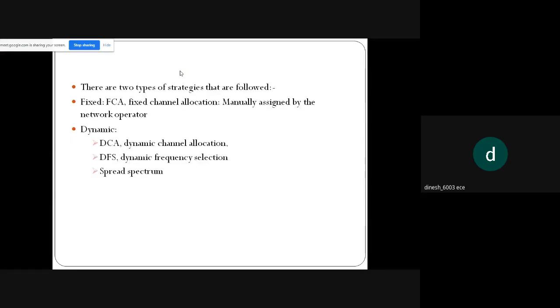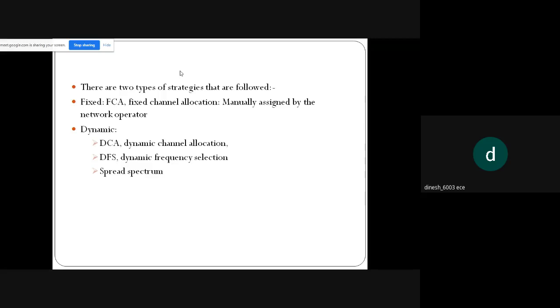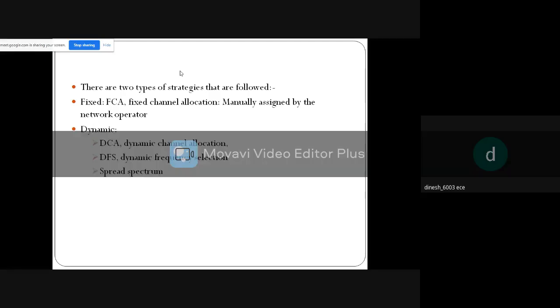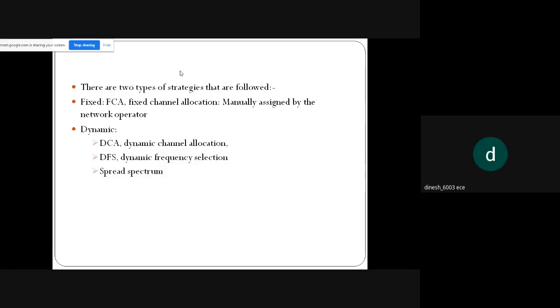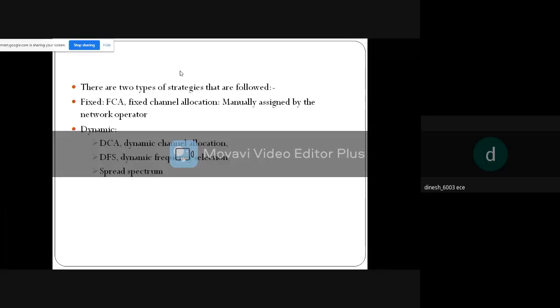There are two types of strategies that are followed for channel allocation. One is the fixed channel allocation, which is assigned by the network operator. Another one is dynamic channel allocation, which is dynamically used depending upon the requirement. In the fixed channel allocation scheme, FCA, channels are manually assigned by each and every network operator, whereas in dynamic, we have dynamic channel allocation as well as dynamic frequency selection and spread spectrum. So these three are being used. Dynamic channel allocation, dynamic frequency selection: depending upon the need, we can select the corresponding frequency or the corresponding channel.